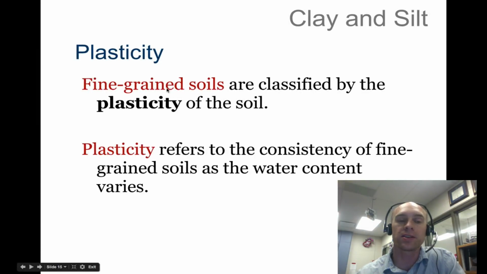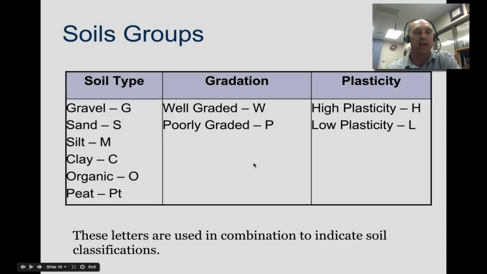And looking at plasticity, so just a few other things to add to your notes before we get started on the project. Fine graded soils are classified by the plasticity of the soil, and that refers to the consistency of fine grained soils as water content varies. So as we adjust the water levels, then plasticity is going to change. And we'll take a look at that a little bit later here.